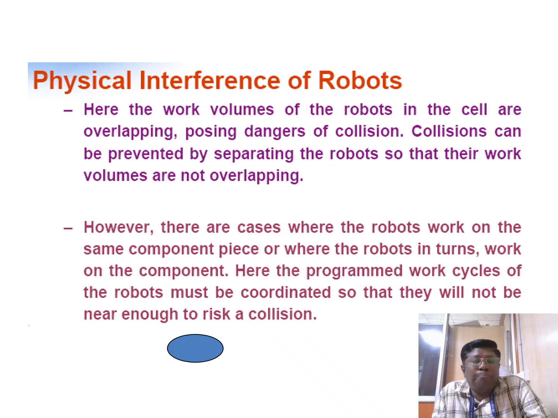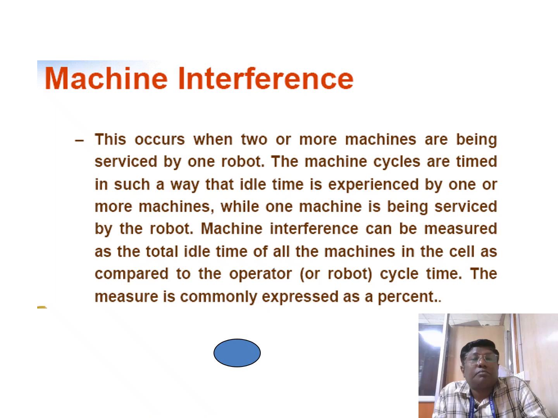However, there are cases where the robots work in turn on the same component piece. In some cases the robot is placed in such a way that it does not interfere with the machine, but when there is no risk of collision, we can follow this method. So, machine interference: what is machine interference?